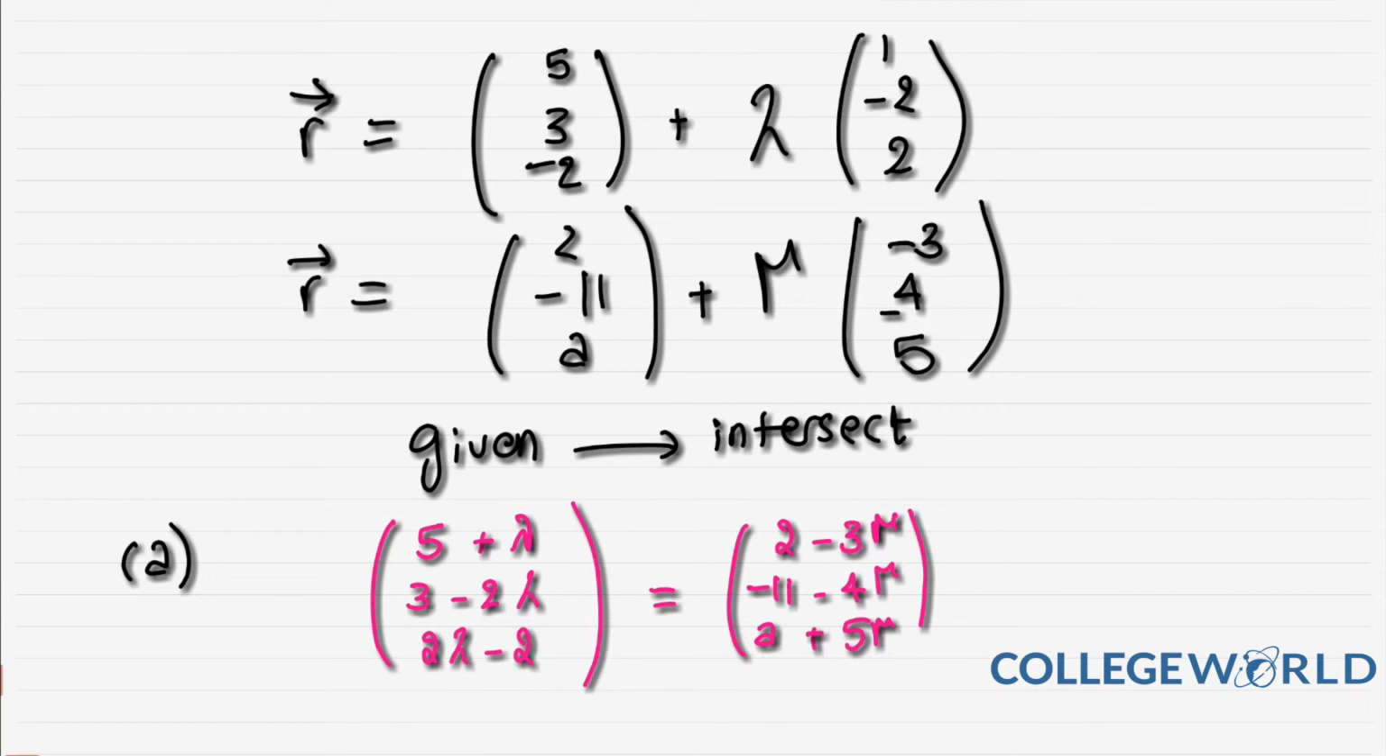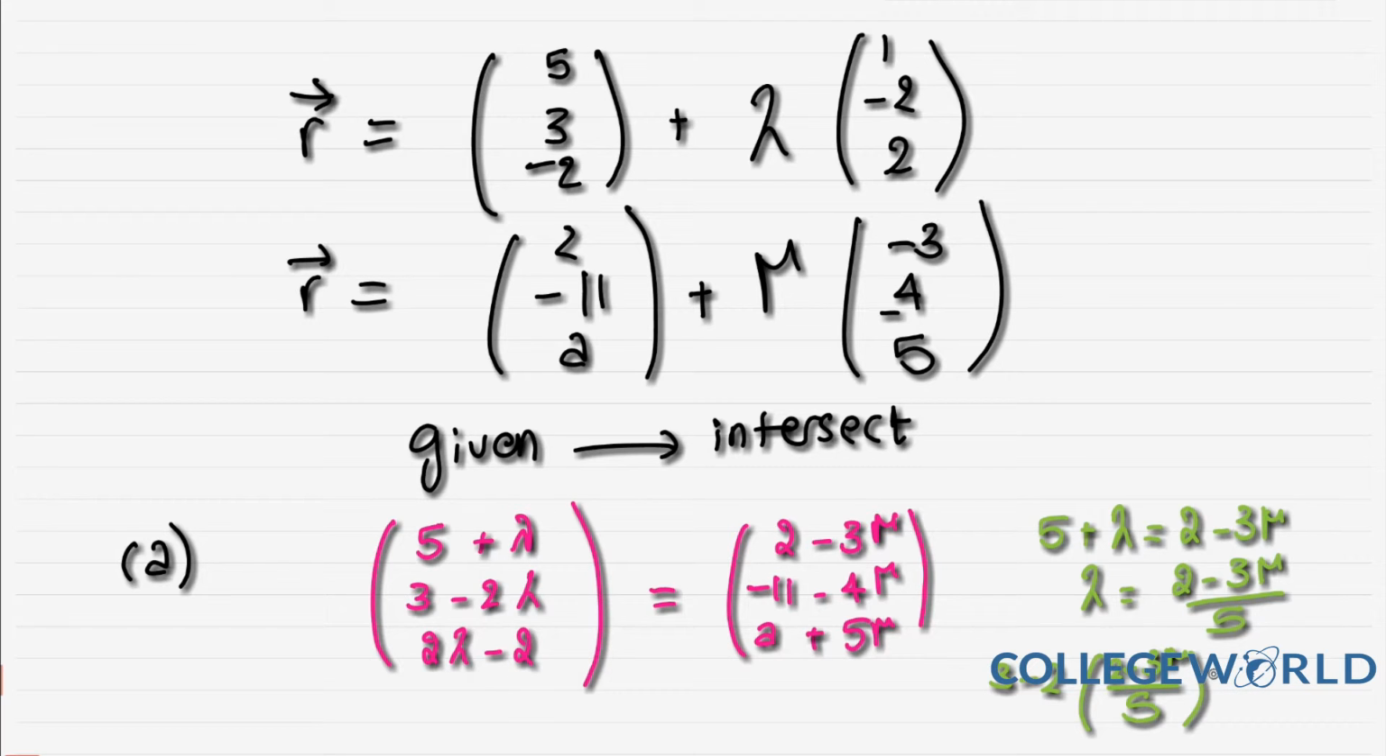Now if we want to equate the first 2 in order to find mu and lambda, we're going to say that 5 plus lambda equals 2 minus 3 mu, and that means that our lambda is 2 minus 3 mu over 5. And for the second one, we know that 3 minus 2 into this lambda, which is 2 minus 3 mu over 5, is going to equal minus 11 minus 4 mu.